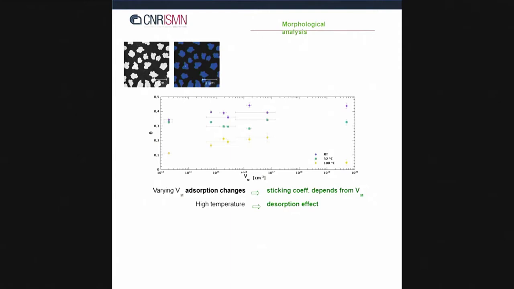We start with the first morphological analysis, using the surface coverage with respect to the doping concentration. As you can see, you have a peak in any case at a doping concentration of 10 to the 15 to 10 to the 16, which is exactly what we found in the contact angle experiment. What changes with the doping concentration is the sticking coefficient, which depends on the doping concentration. In addition, by increasing the temperature, you increase the desorption.